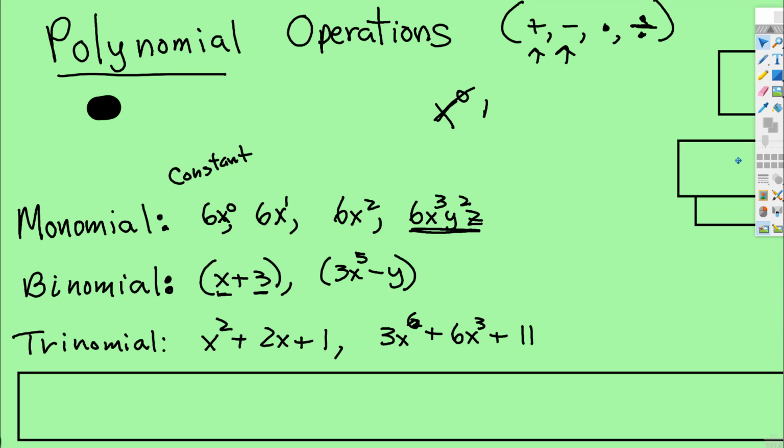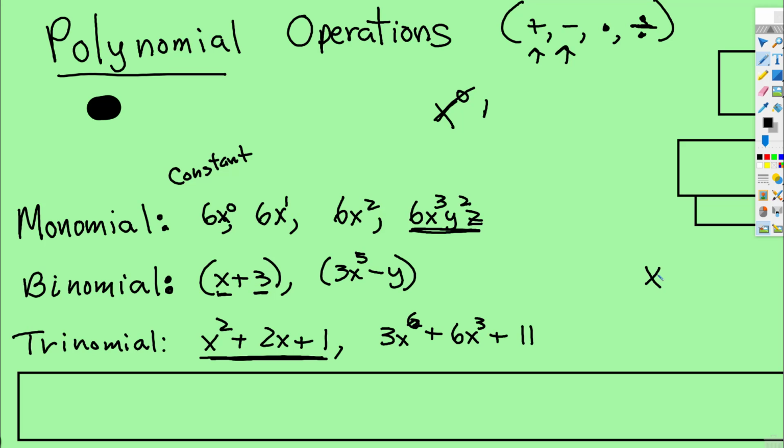Then you've got trinomials. So this is your basic quadratic trinomial, x squared plus 2x plus 1, and that's going to factor to a binomial squared. But you might have a trinomial that looks like this: 3x to the 6th plus 6x cubed plus 11. That's also a trinomial.